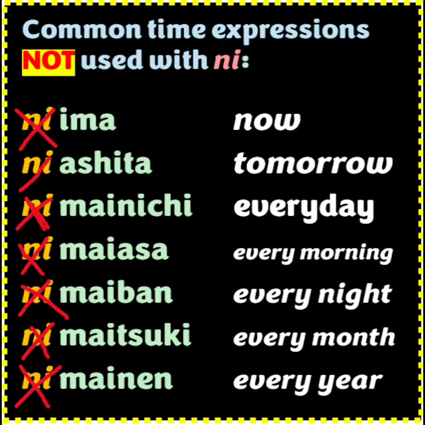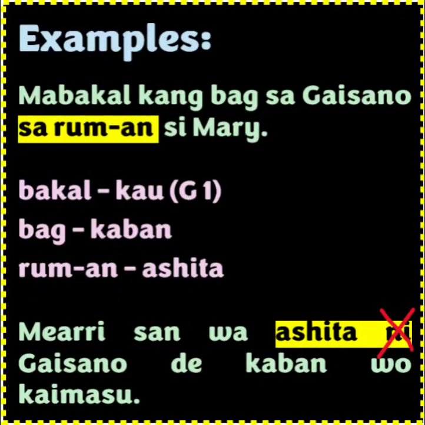Here are the most common time expressions that are not used with ni. Ima, ashita, mainichi, maiasa, maiban, maitsuki, mainen. Now let's take a look at the example here containing time expressions that do not require the time marker ni. Mabakal kang bag sa gaisano sa ruman si Mary. Bakal is kau, which is a group 1 verb. Bag is kaban, and ruman is ashita.